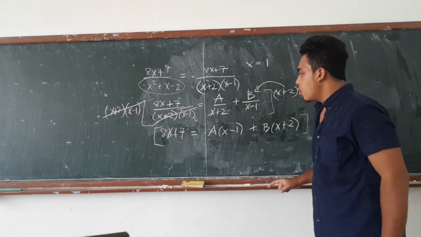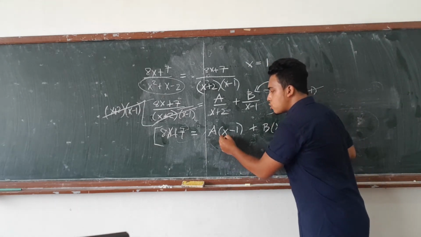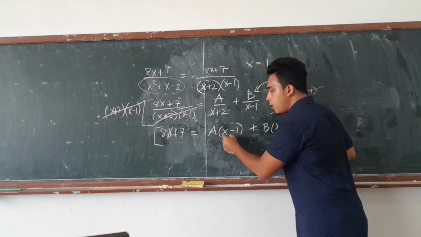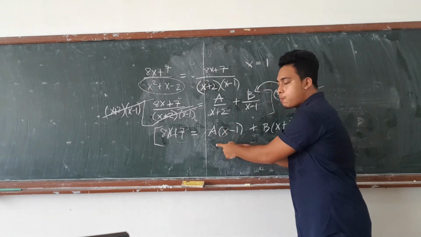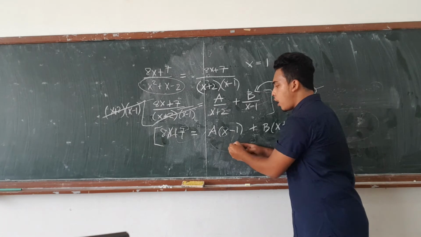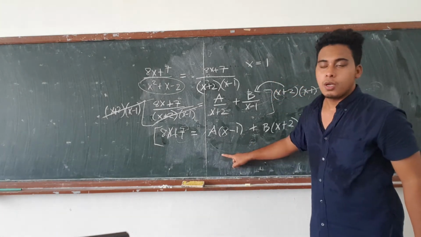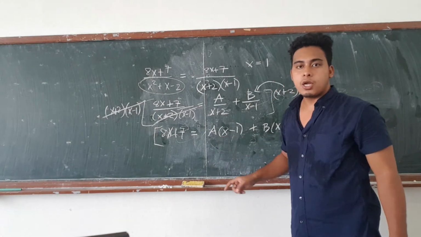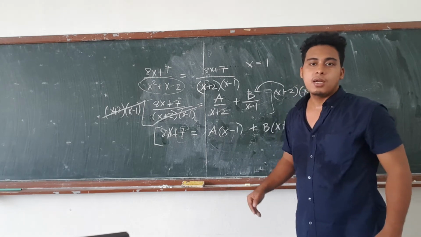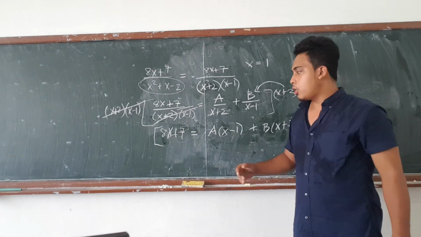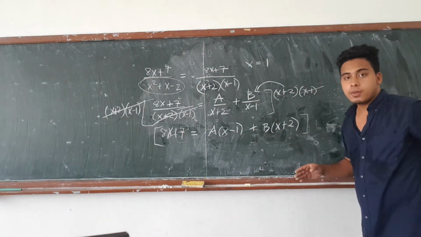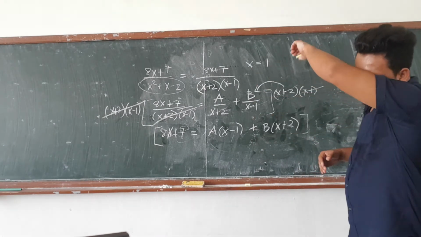Why? Because if we try to substitute positive 1 for the value of x in this expression, 1 minus 1 is equal to 0. Then 0 times a, that would be cancelled out. Meaning, a is eliminated, so the remaining portion will be b. Okay, let's try that one.